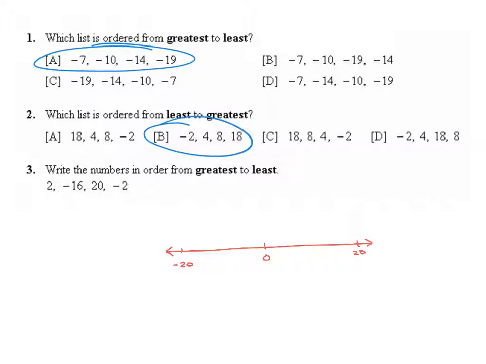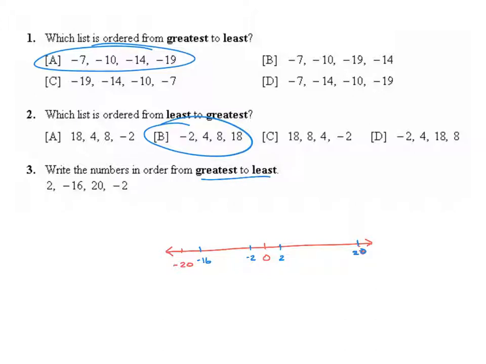We have +2, somewhere right over here. We have -16, which is just a little bit to the right of -20. It's closer to 0 than -20 is. We have +20 way over here. And then we have -2, which is on the exact opposite side of 0 that +2 is.